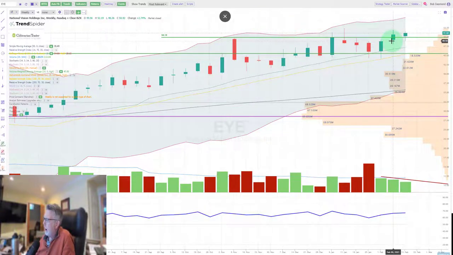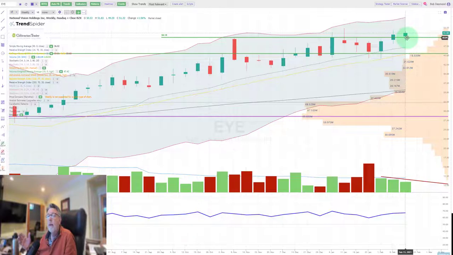We broke out the week of February the 8th. Last week, we pulled back and retested, and we closed just off the highs of the week. Very, very attractive. So I like this.